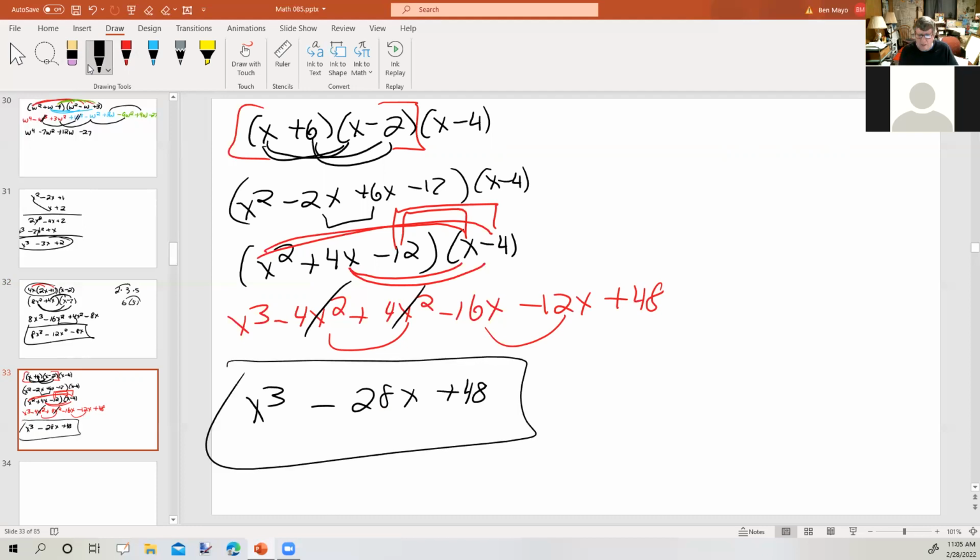And notice I'm writing my answer in descending powers. That's one of the things we call standard form. If you've got a polynomial with just one variable, standard form, you write it in descending powers of the variable. Righty?